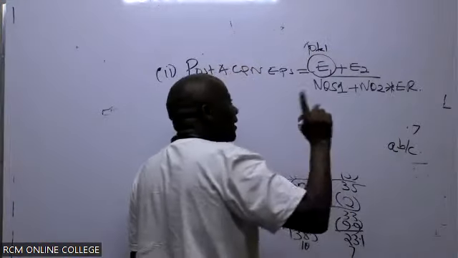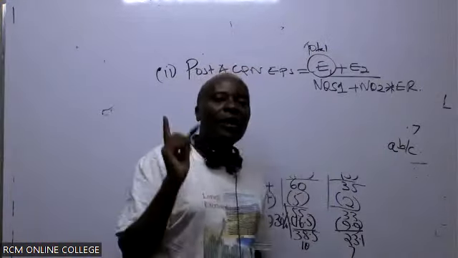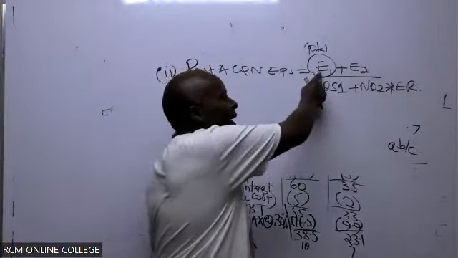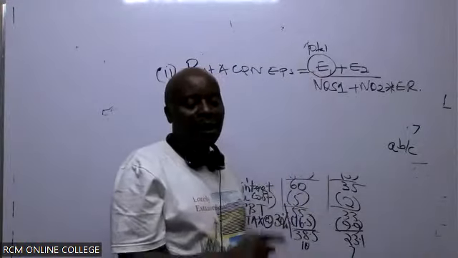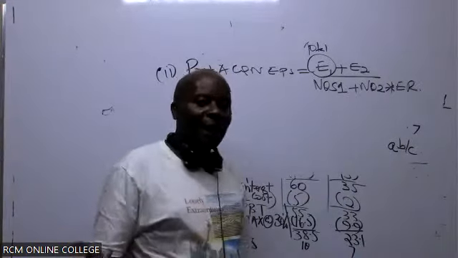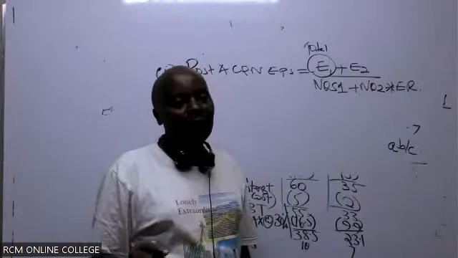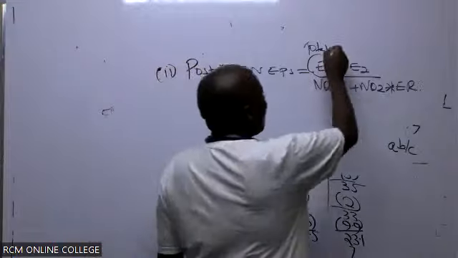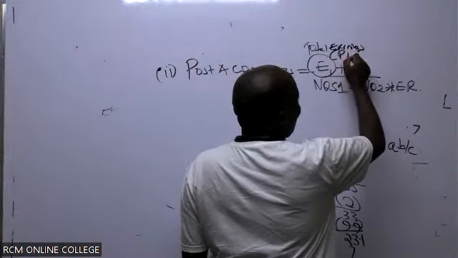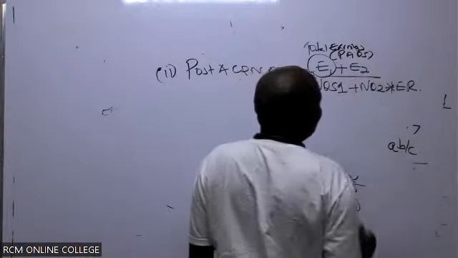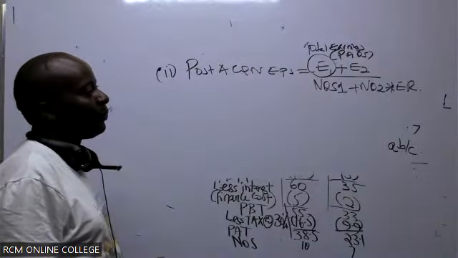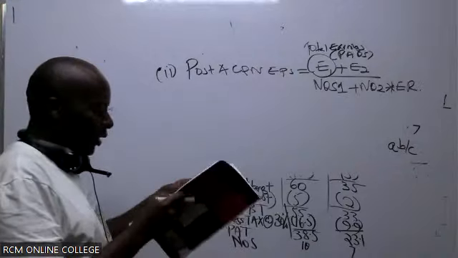Something I normally see is that over 30% of the candidates who write this paper will take this as EPS, and then they get to 0 and fail. Then they keep blaming CASNEB and everybody else except themselves. So this is total earnings, what we call the PAOS, profit attributable to ordinary shareholders.